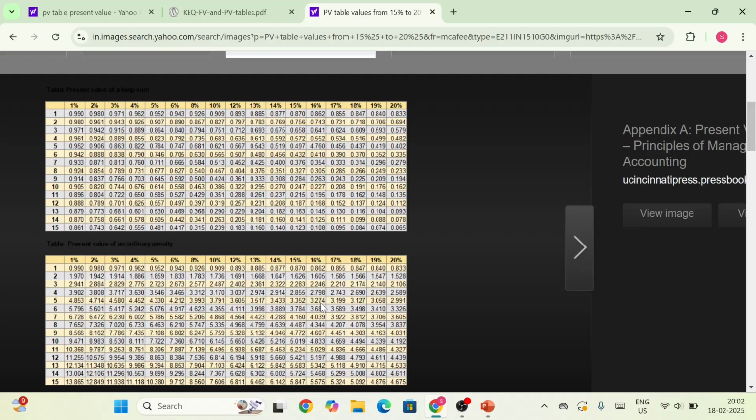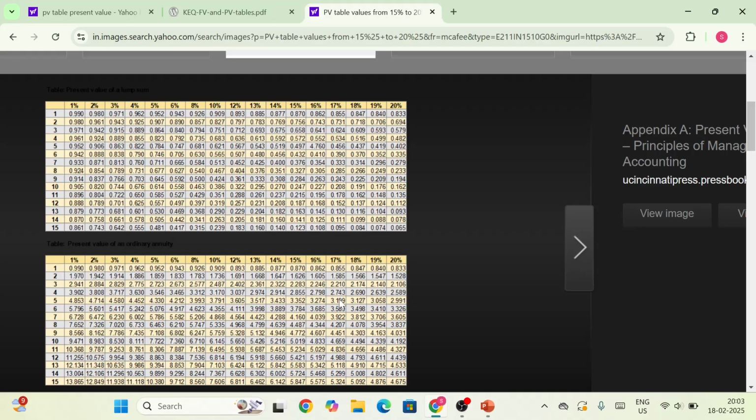See here, we have 3.274 at 16% and 3.199 at 17%. So at 16%, 3.274, at 17%, 3.199. Of course, we don't have the exact value of 3.214, but we have the nearest values. One is higher, the other one is lower. Higher value at lower discount rate, lower value at higher discount rate.